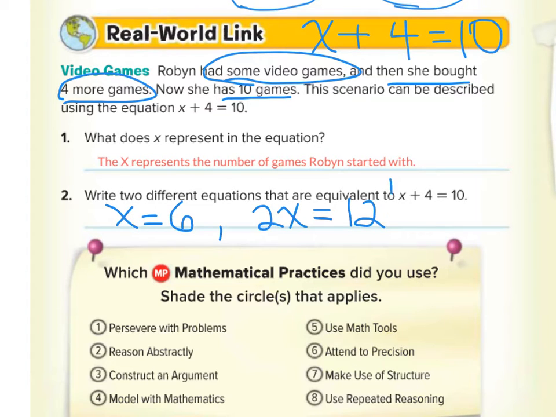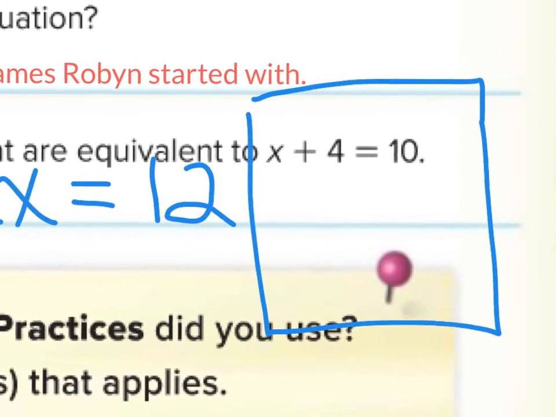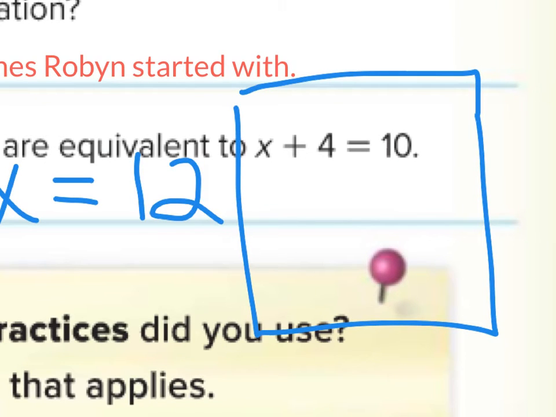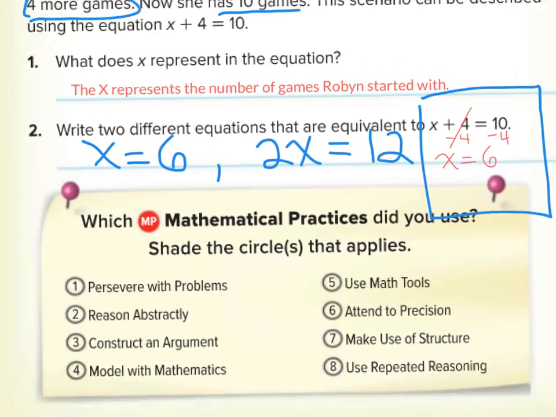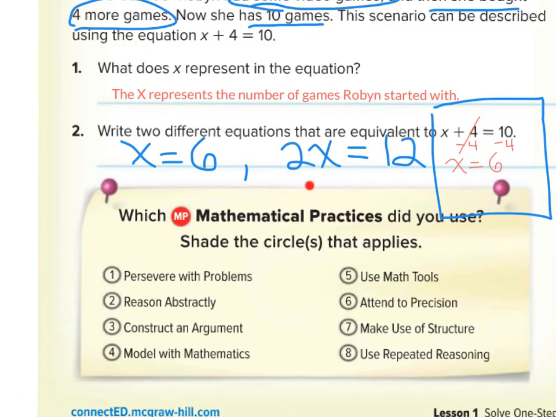Because over here, if we were to use subtraction property of equality to subtract the 4 from both sides, it would look like this. I'm going to subtract 4, and I'm going to subtract 4. Now that I've done that, these 4 are gone, so I'm left with x all isolated equals 10 minus 4 equals 6. See? So x is 6. And that makes these statements true. X is 6, and 2 times x is 12.